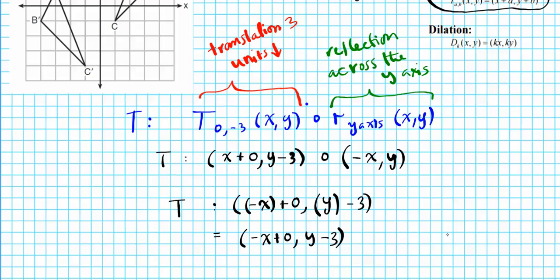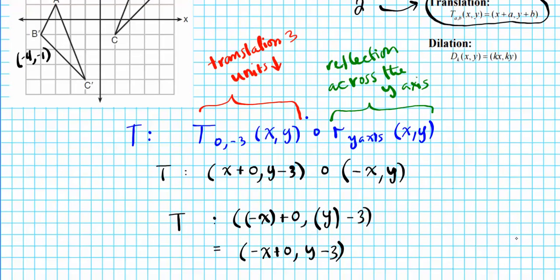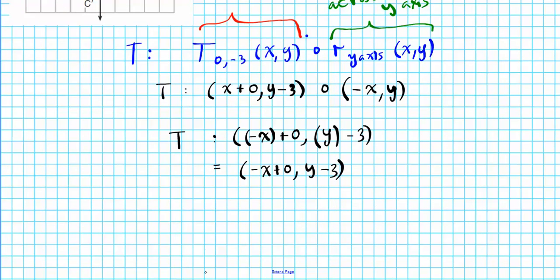Now let's test 2 points just to show that this composite transformation we have here is in fact correct, okay? We're going to look at A and B. A is 3, 4, B is 4, 2. We're going to carry out the transformation here and see if it takes us to A prime, which is negative 3, 1, and B prime, which is negative 4, negative 1, okay? If it does that, then we know that what we said earlier is in fact correct. So let's go ahead and do it.